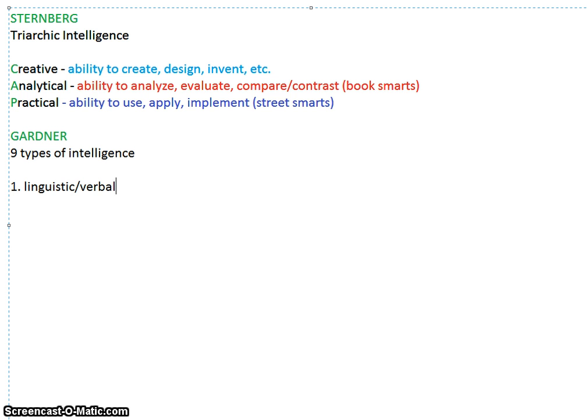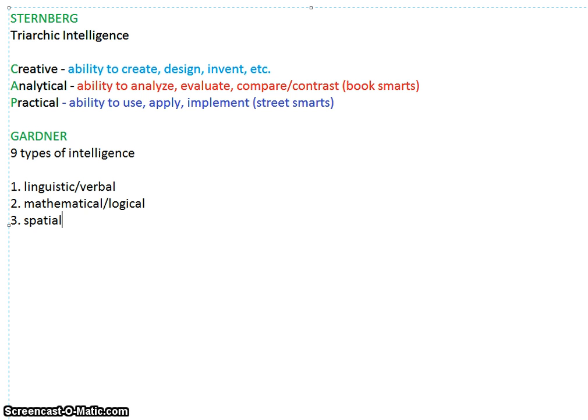You'd be a good public speaker. You have mathematical, also called logical skills. This is going to be doing mathematical operations, but also logic plays a big part of that. That's really being able to understand if-then statements. So you'd be a good mathematician, but you'd also potentially be a good lawyer.